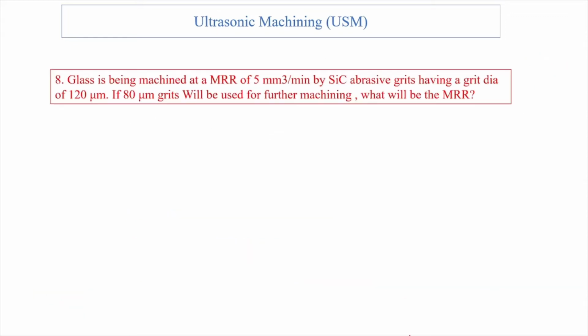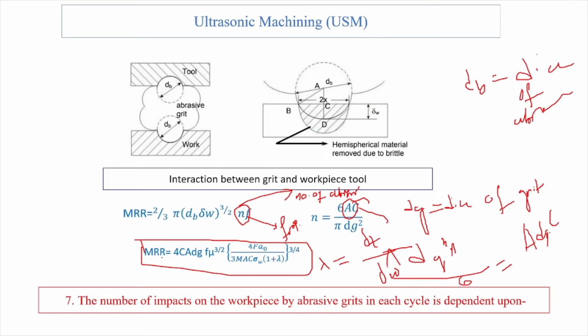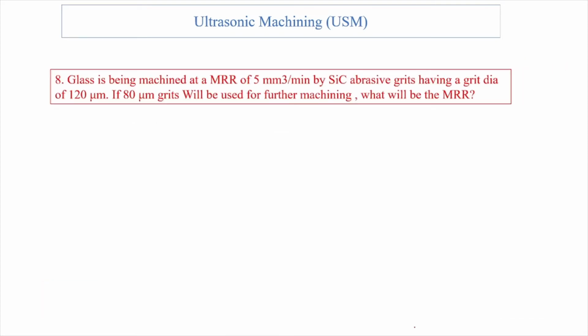Okay. So a simple numerical is there. We'll be solving this numerical right now, using that previous formula of MRR, where we have seen that MRR is dependent on certain parameters. So that formula only we'll be using. Glass is being machined at an MRR of 5 mm cube per minute by SiC abrasive grits having a grit dia of 120 micron. If 80 micron grits will be used for further machining, what will be the MRR? Very simple.